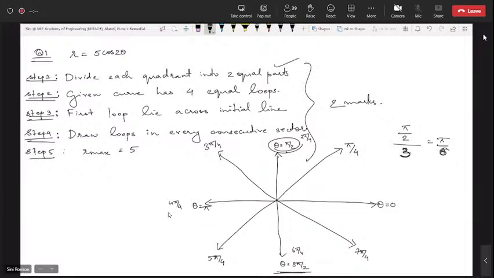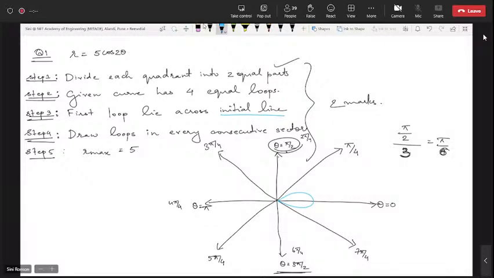Then you know you're having four equal loops, and the first loop is to be drawn where? Where am I supposed to draw the first loop? Initial line. Which is your initial line? Theta equal to 0. So when I say across, that means it has to lie above your initial line. The radial lines on the left and right side of the initial line are going to be the tangents, and your loop should lie between them. Understood? So I have drawn and completed my first loop across the initial line.